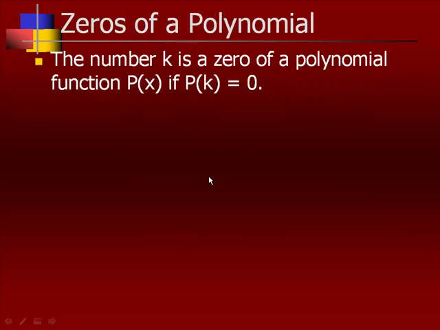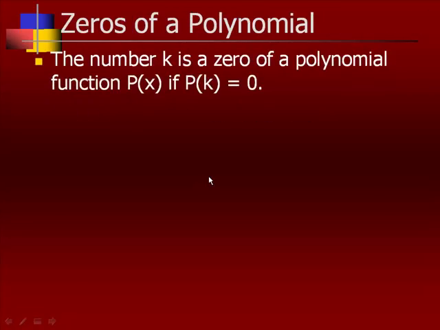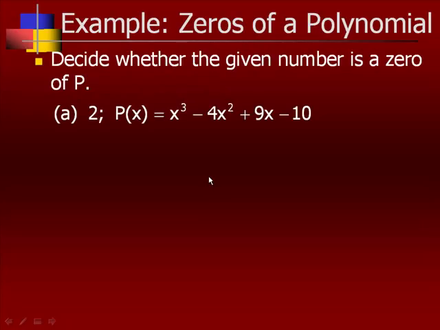Now the number k is a 0 of a polynomial function p of x if p of k is equal to 0. Decide whether the given number is a 0 of p. Let's back it up and read it. It says the number k is a 0 of a function if p of k is equal to 0.